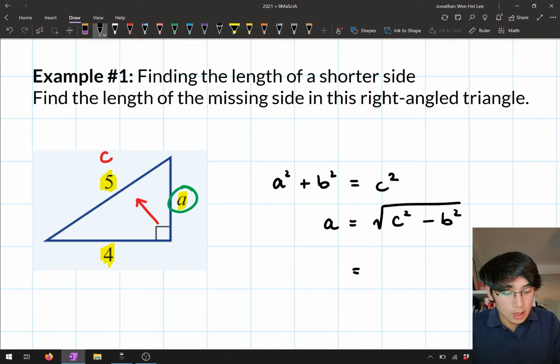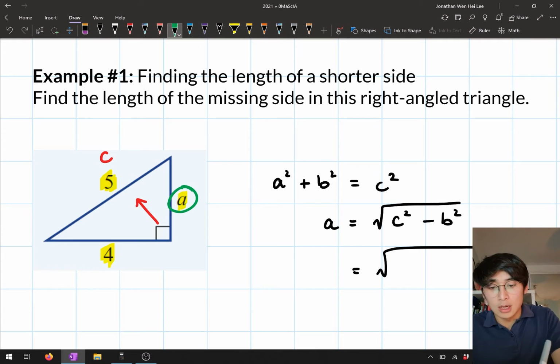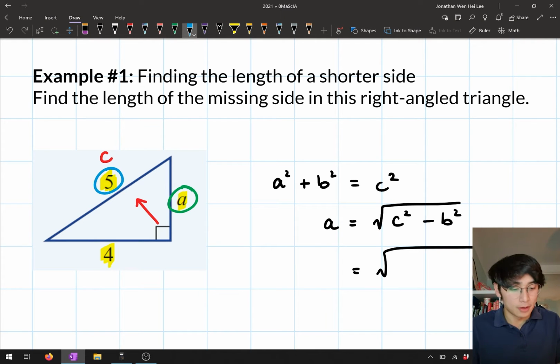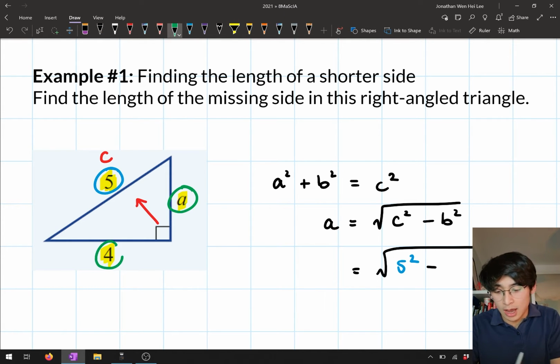So here, just be really careful. C has to be the hypotenuse. So in this question, C is actually going to be this hypotenuse of 5. And so this is going to be 5 squared minus B is the shorter side. So the other short side I have is 4. So this is going to be 4 squared.